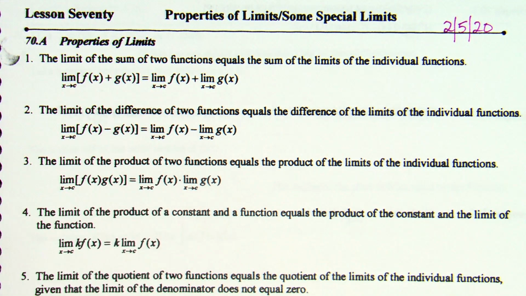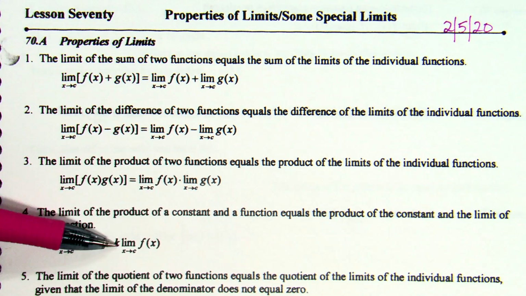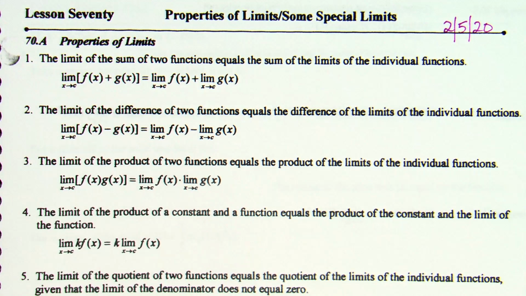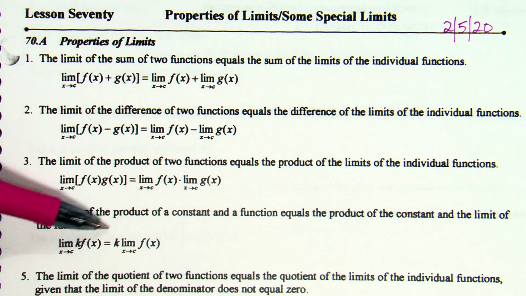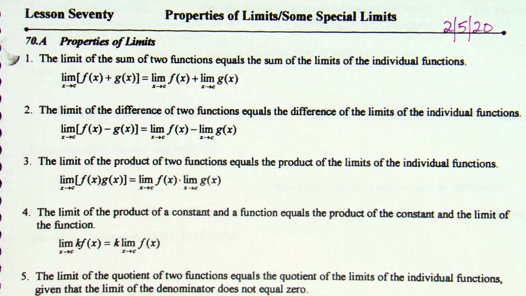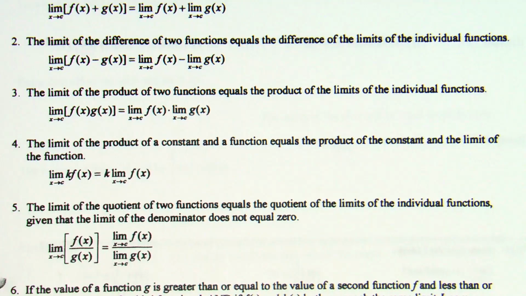Number 4 reminds me of the integral in that if you have a constant, you can pull that out in front of a limit. Like if you have a constant number in an integral, you can pull it out front before you integrate, or before you plug numbers in. Same thing here. The limit of the product of a constant and a function equals the product of the constant and the limit of the function. So you can leave the constant in with the function, which is sometimes fine, or if it's making life more difficult, pull the constant out front.